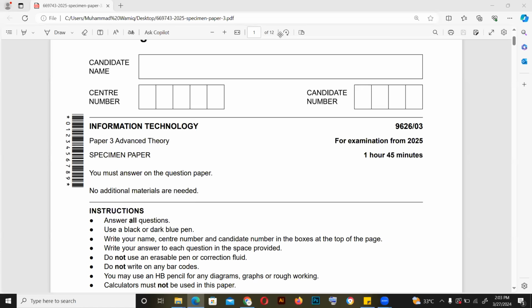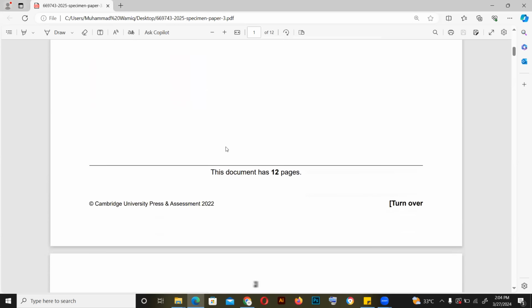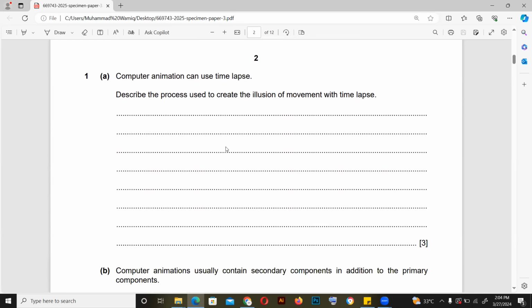Okay, so I'm solving this paper. This is 9626 paper 3 advanced theory of specimen paper of 2025. The first question of this paper says that a computer animation can use time lapse. Okay, there is a computer animation which is using the option for time lapse. I hope that you are quite aware of the feature. Describe the process that is used to create the illusion of movement with the time lapse.